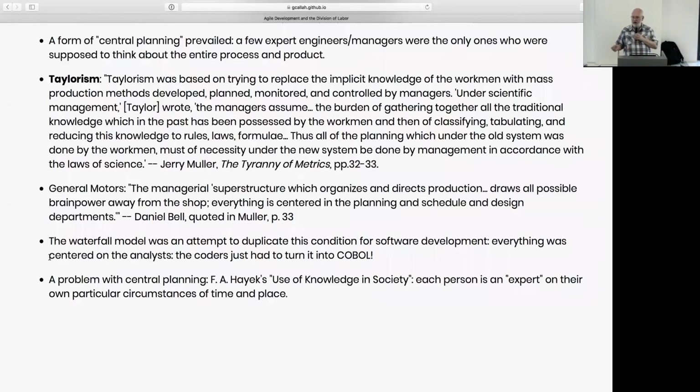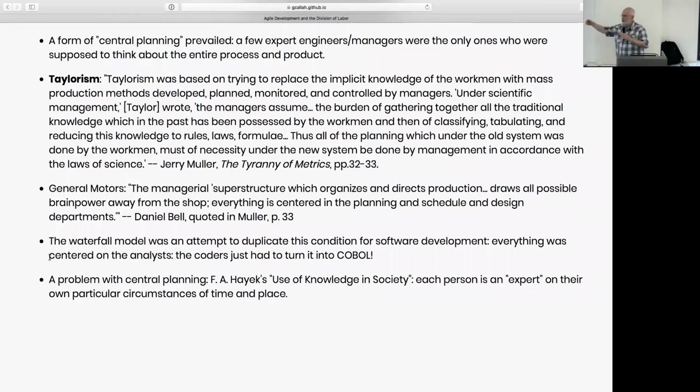The waterfall model in software, to my mind, is an attempt to put this in place for software development. There's a small team of analysts. They're going to have all of the real thinking that goes on. They're going to see what the needs of the entire product are in its final form, and they're going to produce a big analysis document and give it to the coders. The coders are basically almost translation machines who are going to translate the analysts' work into COBOL.